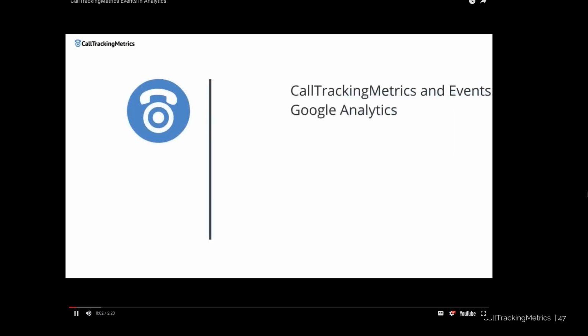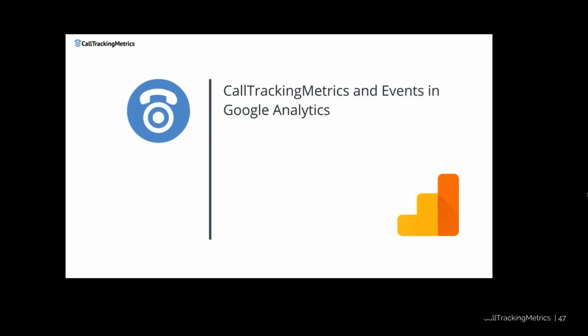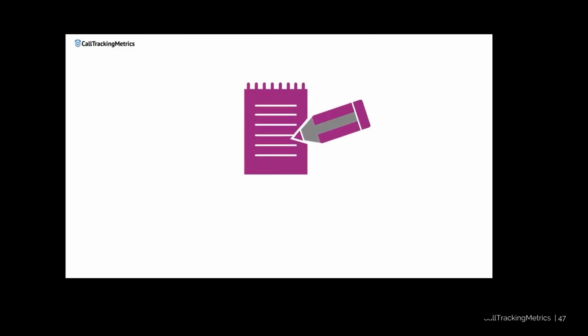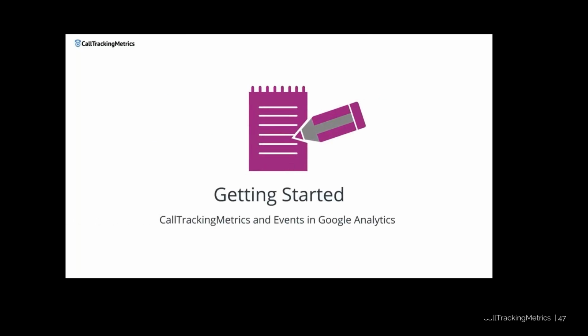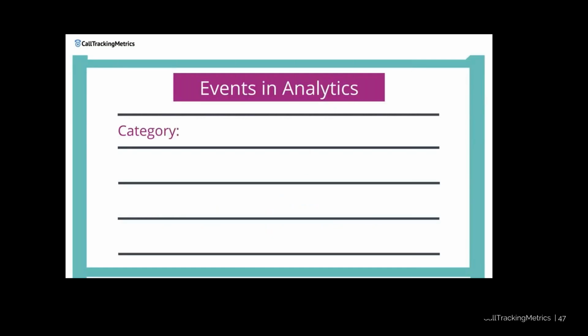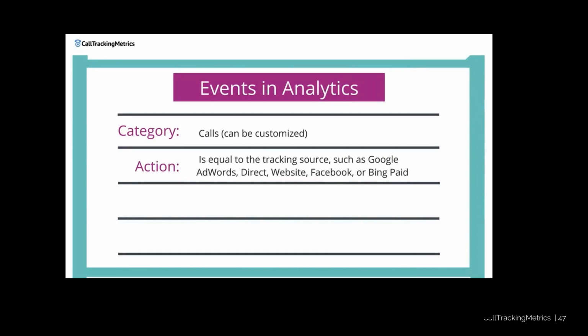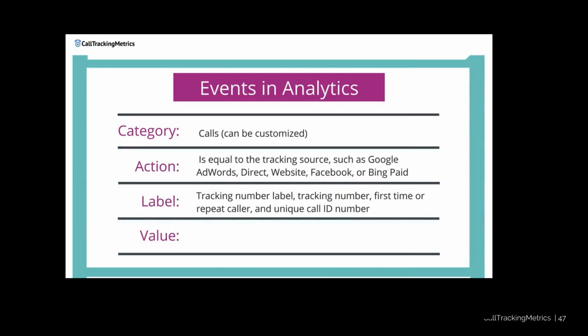Welcome to Call Tracking Metrics training video. In this workshop, we're going to be covering how Call Tracking Metrics sends events into Google Analytics. Call Tracking Metrics sends events into Google Analytics for every inbound call, text, and form. An event in Google Analytics can be broken up into 4 main components: category, action, label, value. By default, the category will be calls. Inside of CTM, there are several different ways to customize the category of an event.